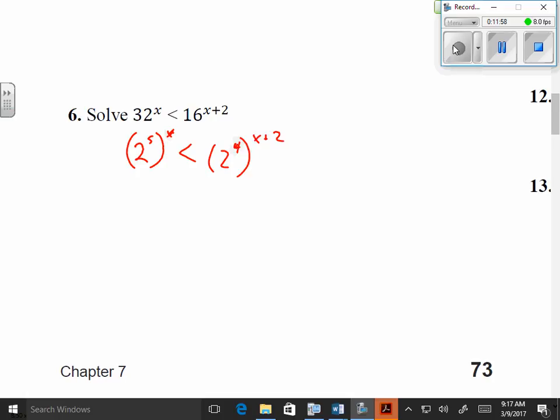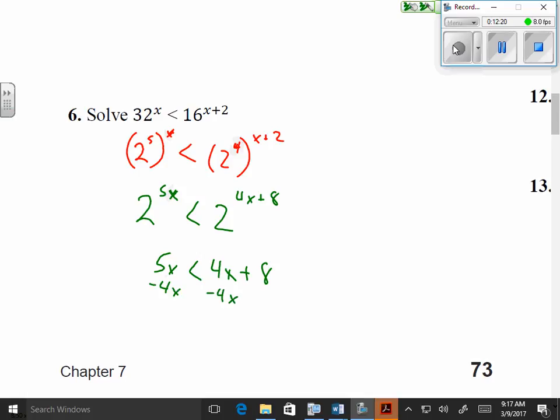Then we multiply our exponents together. 2 to the 5x is less than 2 to the 4x plus 8. Bases are the same, so 5x is less than 4x plus 8. Subtract 4x, and it's one step and done. x is less than 8.